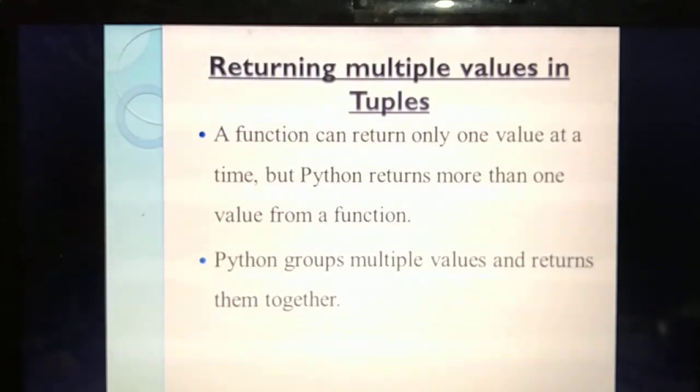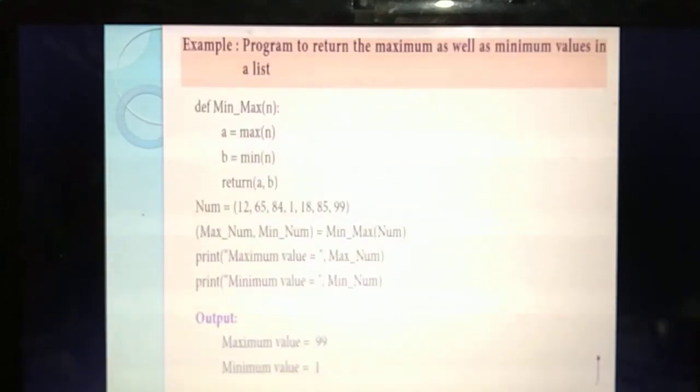Understand? Normally a function will return only one value at a time, but in Python program it will return more than one value at a time. Okay. However many values you are giving inside the arguments of the function, it will group the multiple values and return the values together as the output. So however many arguments you are giving inside the function as the input, it will group them and return them together on the output screen. Understand? So listen. See this program.